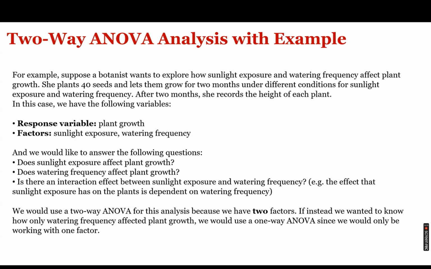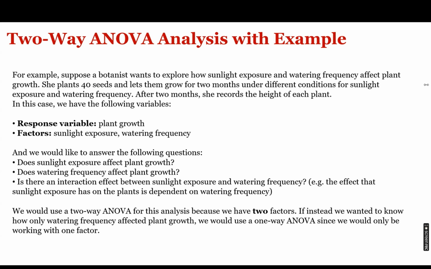There is one example of a two-way ANOVA. The example that we just now handled was called one-way ANOVA. There was one X and of course one Y. To explain two-way ANOVA, I will explain with an example. Suppose there is a botanist who wants to explore how sunlight exposure and watering frequency affect plant growth. She plants 40 seeds and lets them grow for 2 months under different conditions for sunlight exposure and watering frequency. After 2 months, she records the heights of each plant.